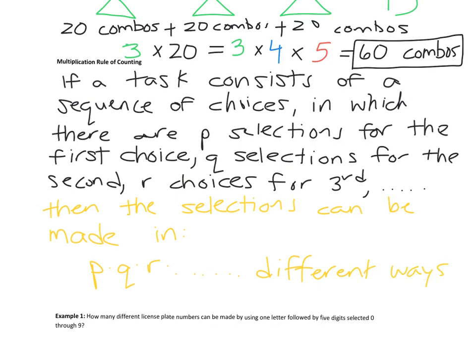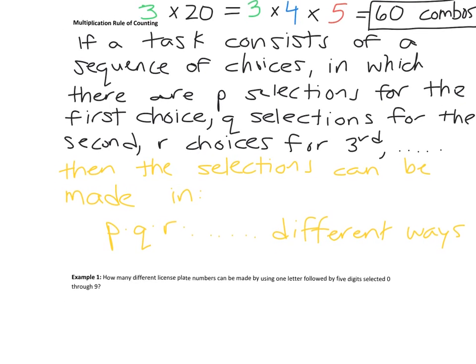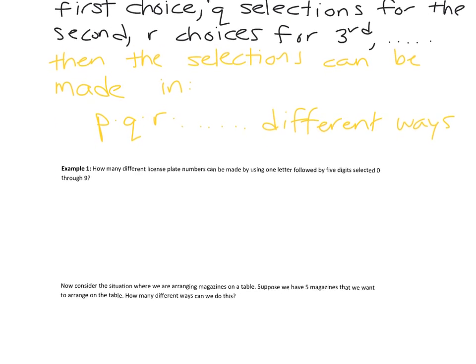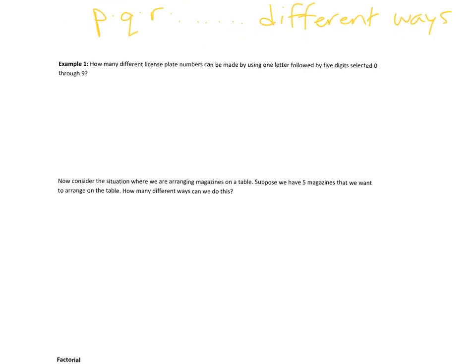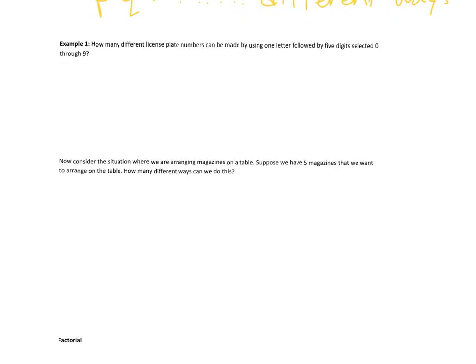All right, so there you go. So this is also going to be handy to develop more methods, more techniques of counting. But first, before we see that, let's look at an example. So how many different license plates can be made by using one letter followed by 5 digits, selected 0 through 9?